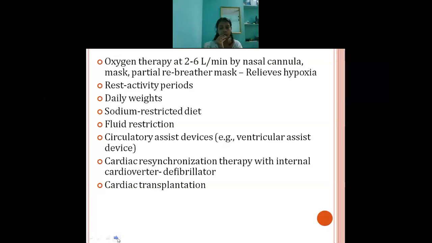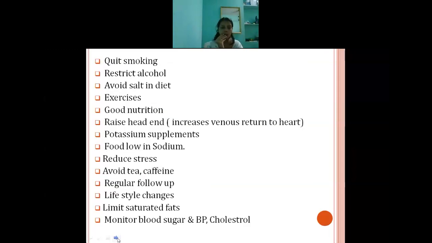Then few other surgical management options are there that I will discuss in the coming slides, like ventricular assist device or CRT, that is cardiac resynchronization therapy, and cardiac transplant. Along with that, certain other risk factors have to be avoided, like ask the patient to stop smoking completely, because that is a major factor for heart failure. Other than that, restrict alcohol, and reduce or avoid salt in the diet. Maintaining or performing some passive exercises or range of motion exercises is very essential.